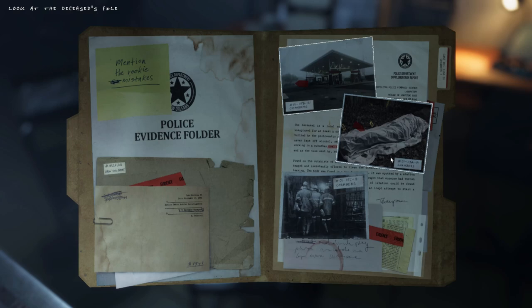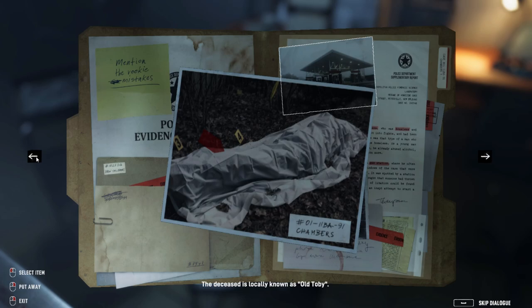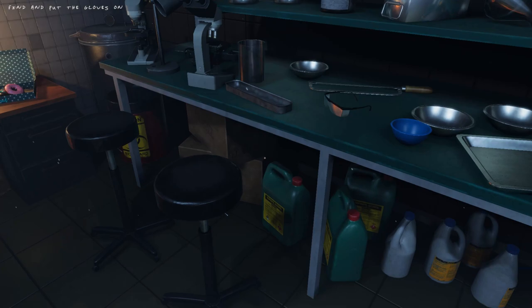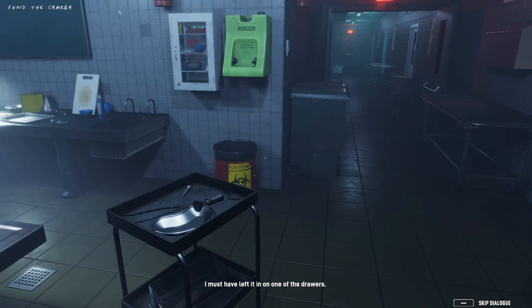The deceased is locally known as Old Toby, homeless and found on the outskirts of a parking lot near a gas station, where he often begged. Now we can get... Oh, where are the damn gloves? Oh, must have left it in one of the drawers.